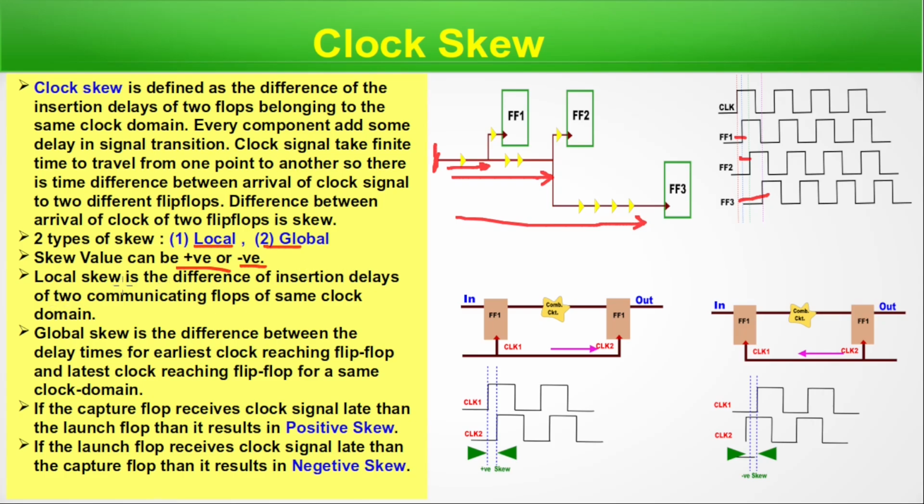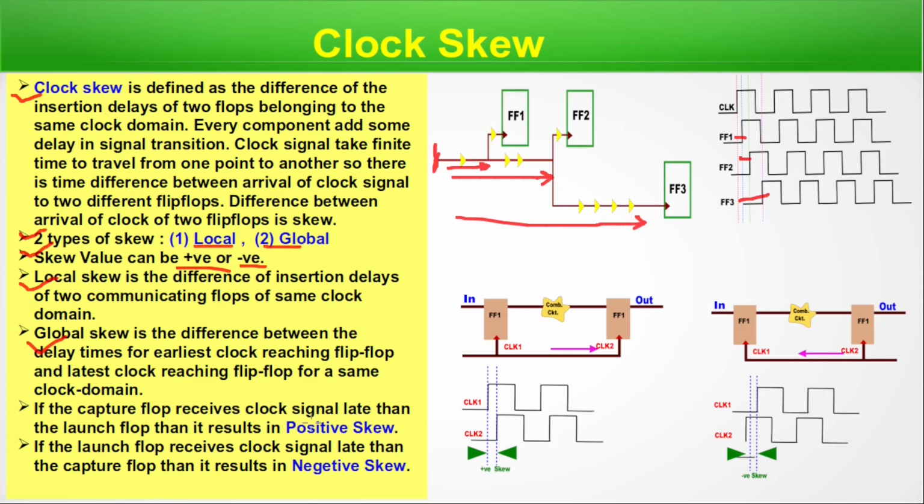Local skew is the difference of insertion delays of two communicating flops of the same clock domain. In the same clock domain, there are two flip-flops which are communicating, and there is a difference of insertion delay, or when the clock will reach those two flops. So that is local skew. And global skew is the difference between the delay times for the earliest clock reaching a flip-flop and the latest clock reaching a flip-flop for the same clock domain. That is the global skew.